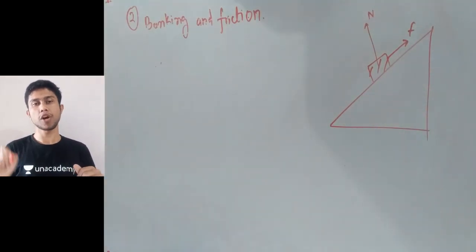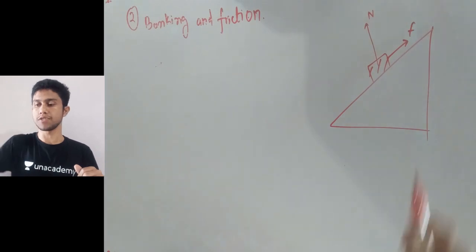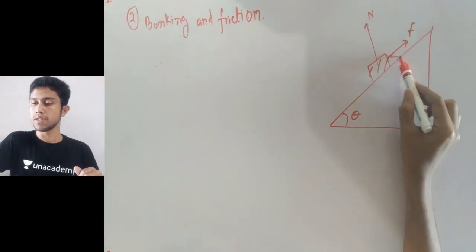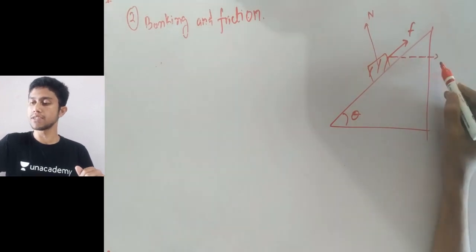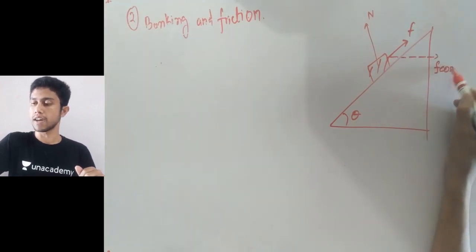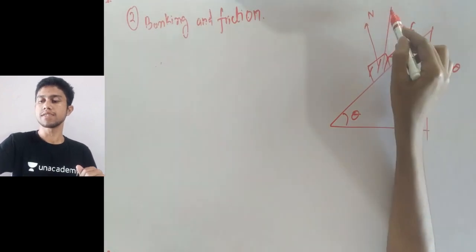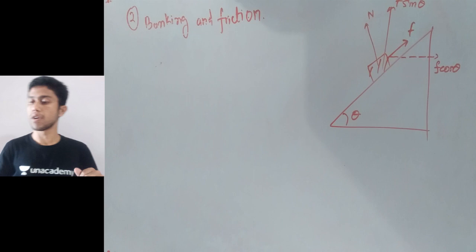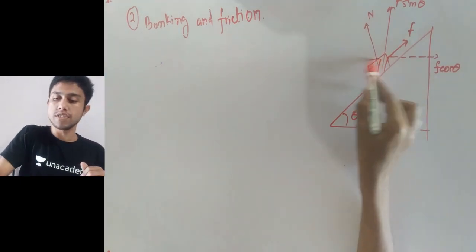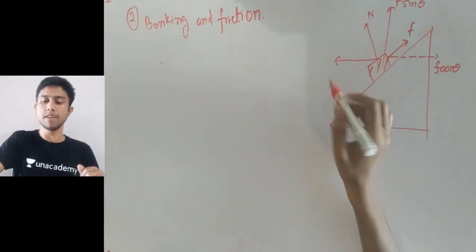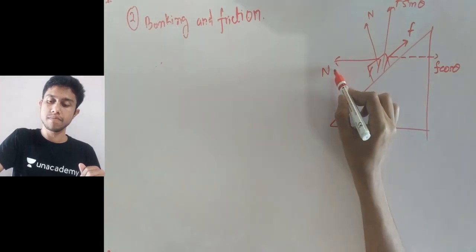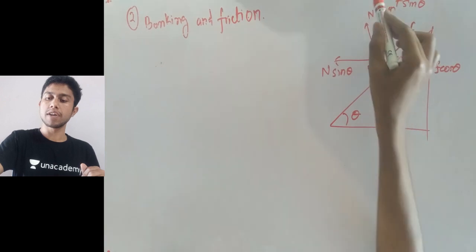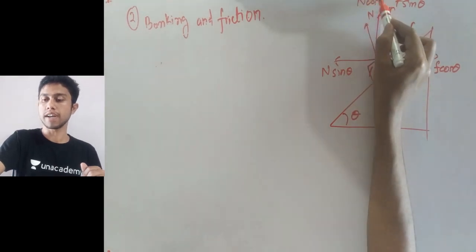Now I'll divide the normal force and friction into its components. So this is the angle theta, the angle of banking. This is the horizontal component, and this will be F cos theta. And this component of friction will be F sin theta. This component of N will be N sin theta, and the vertical component will be N cos theta.